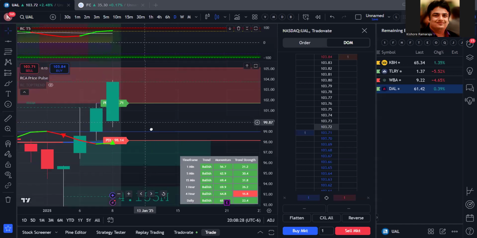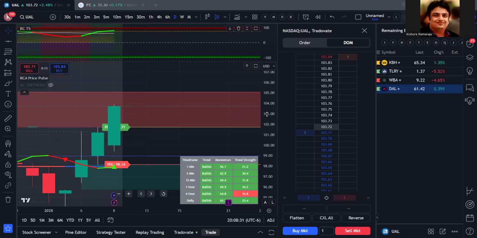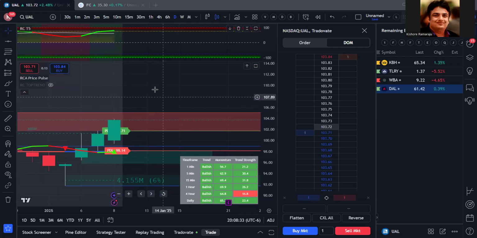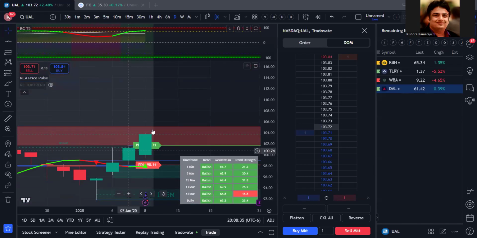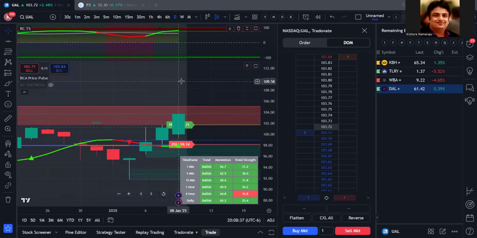United Airlines has earnings maybe next week, I think, but as of now it is looking good. There are no sell orders close by. There is a high chance for it to go a little more, another 5-10 points.